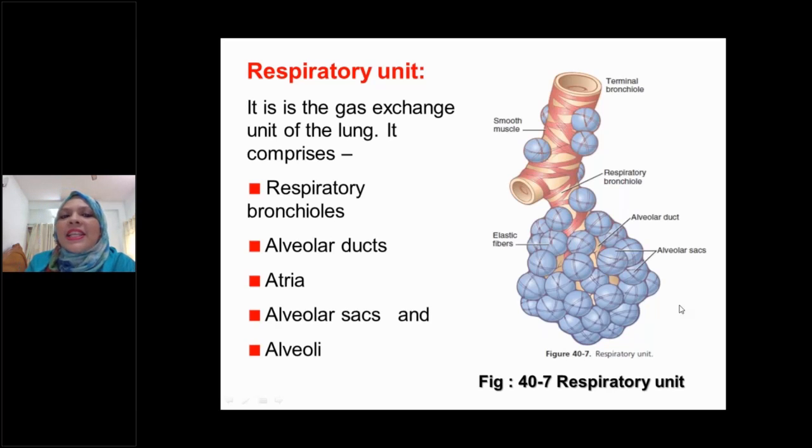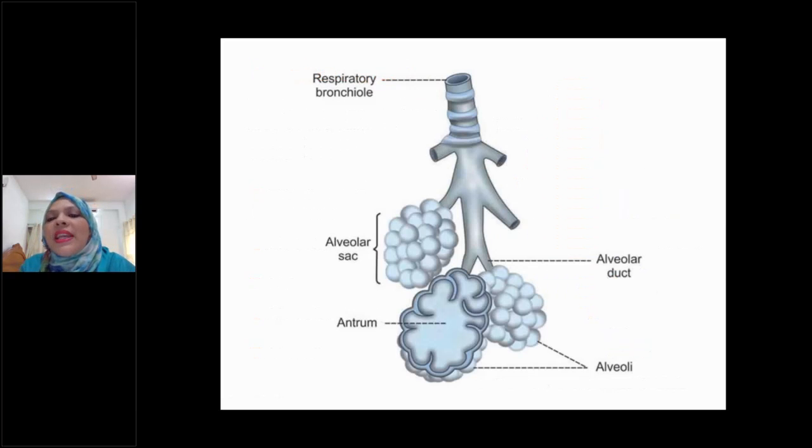See here, respiratory bronchiole. Trachea is divided first into right and left principal bronchi, then secondary bronchi, then segmental or tertiary bronchi, then terminal bronchiole, then respiratory bronchiole.